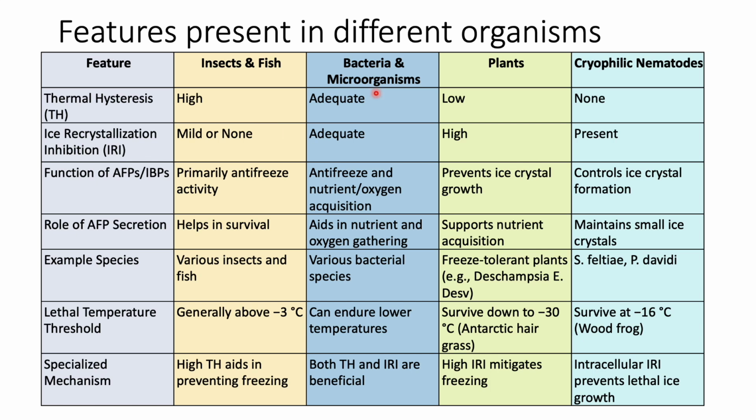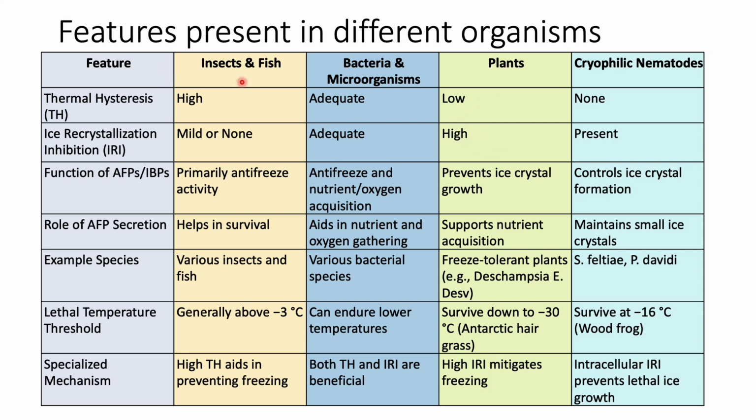Let us look at the different types of species in which these compounds are actually present. We have insect and fish, bacteria, plants, cryophilic nematodes. There are a few features which are very unique to different types of species. The thermal hysteresis is very high in the case of insect and fish because they have AFPs. In bacteria it is adequate, but in plants it is very low, and cryophilic nematodes do not have this thermal hysteresis. When we look at ice recrystallization in the insect and fish, it is very low, and bacteria and microorganisms do have something, but the plant has this one very unique.